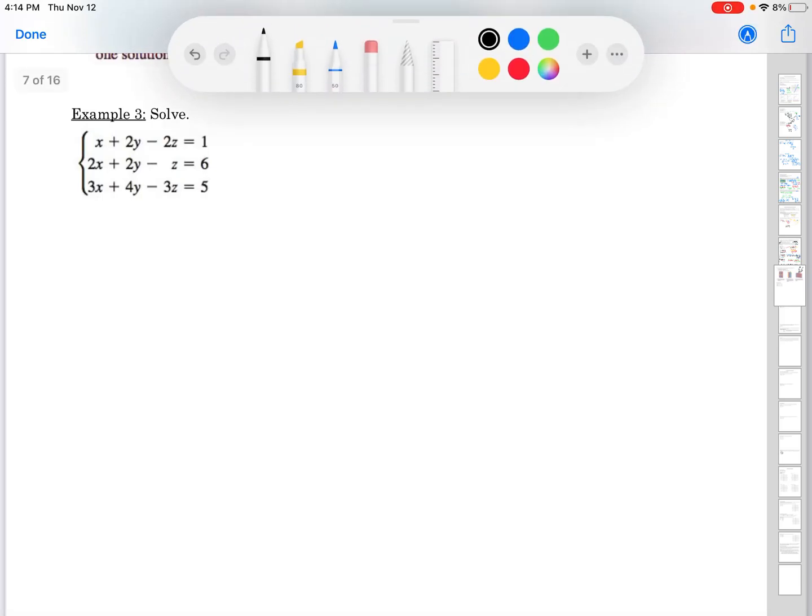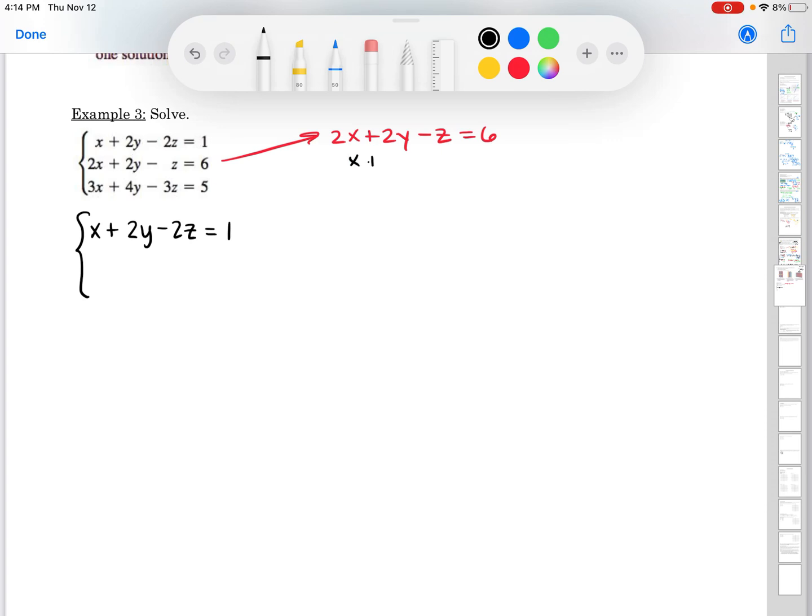For example 3, we're going to do the same process that we did before. So we're going to keep the first equation the same. In the second equation, we're going to make sure that the x disappears. So we have 2x plus 2y minus z is equal to 6. And we want to use that first equation to get rid of the x. So we'll multiply the first equation by negative 2 to make sure it disappears.